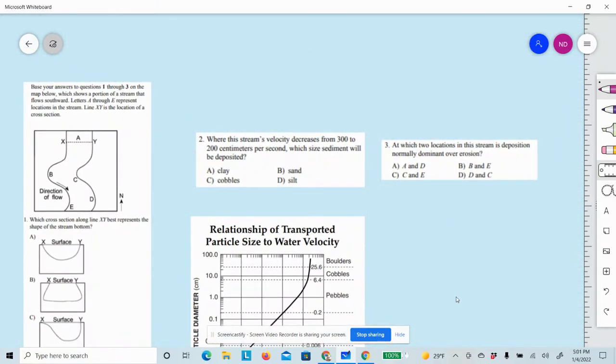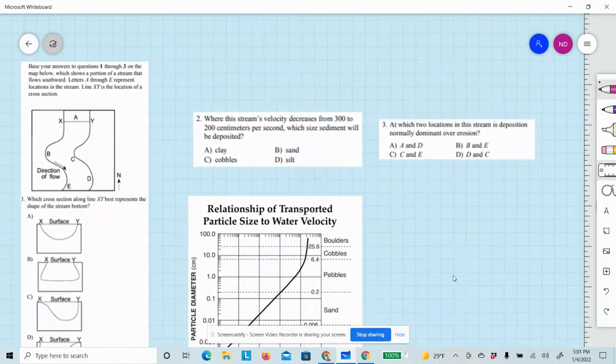Hey everybody, a couple of things. I'm going to go through the answers to that Rivers Do Now. Rivers Do Now number one.